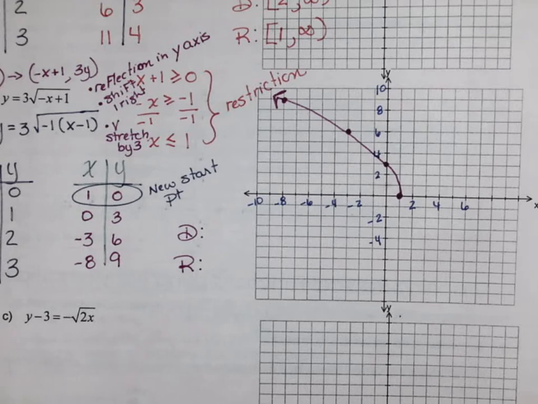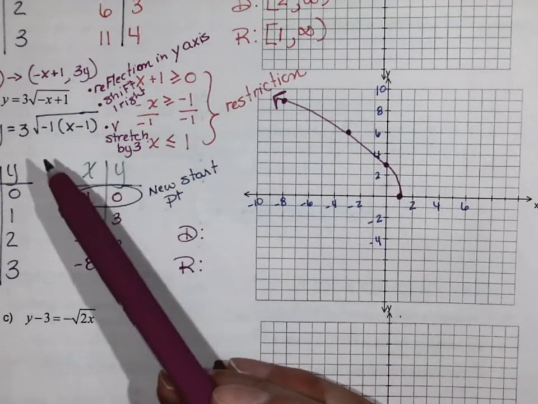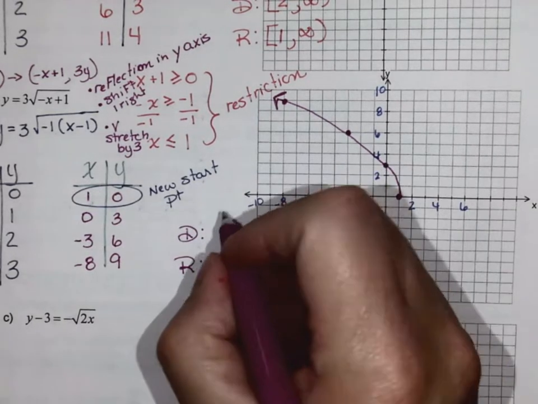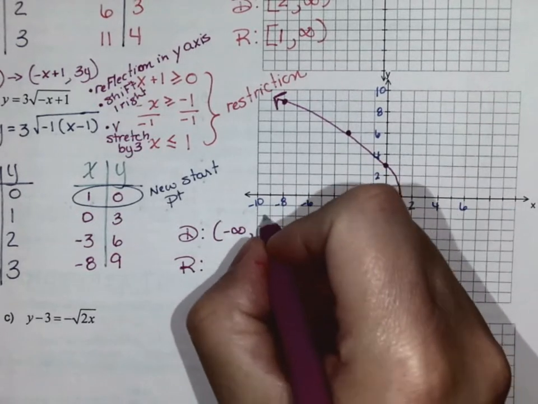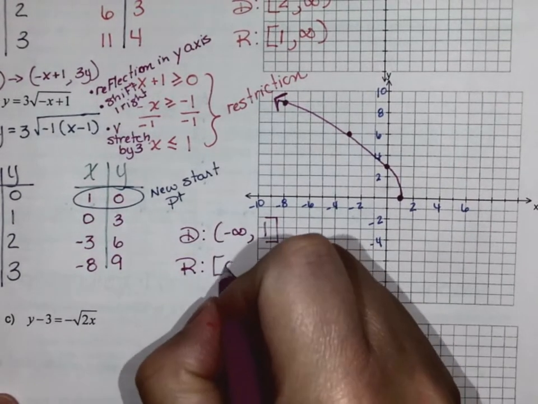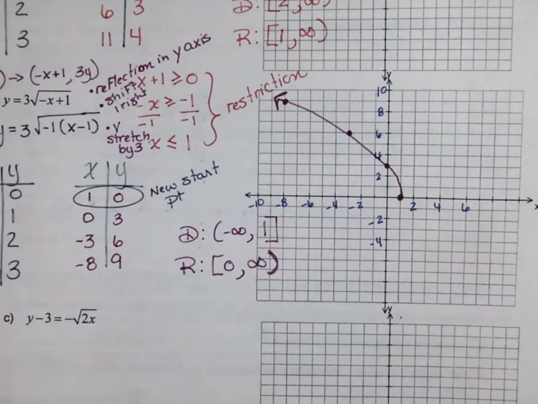All right, so domain. Where am I going first? Negative infinity, right? We're going far left this time. So negative infinity, and I go to 1 inclusive. And then what am I doing for the y's? Start at 0 and head to positive infinity.